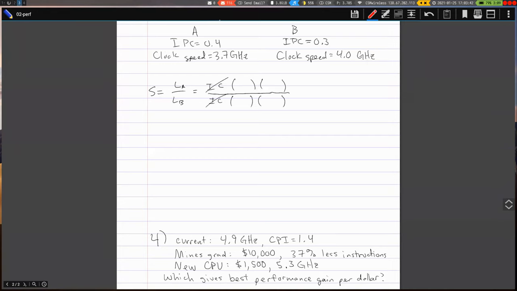Okay. So it's important to note that we're dealing with instructions per cycle rather than cycles per instruction. So you're gonna have to invert it. So that gives us for A, we end up with 1/0.4. For B, 1/0.3. Okay. Also, we're dealing with clock speed. And clock speed is the inverse of seconds per cycle, our cycle time. So we're gonna have to invert that as well.